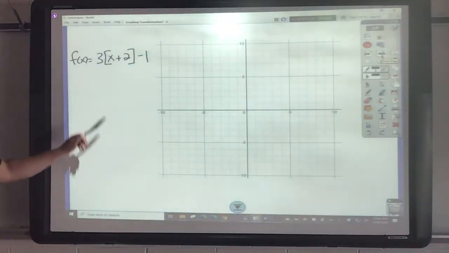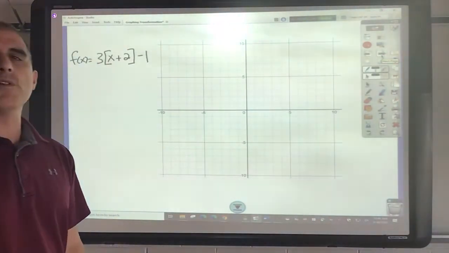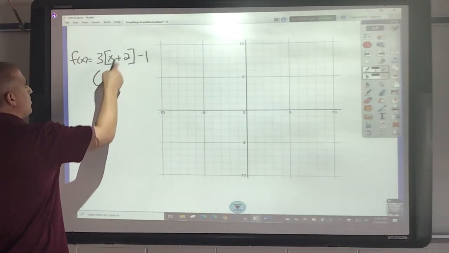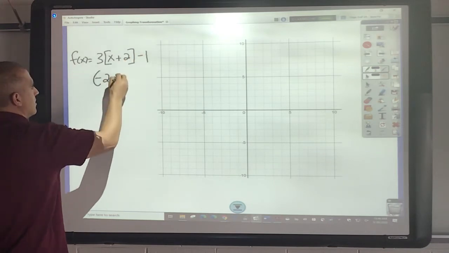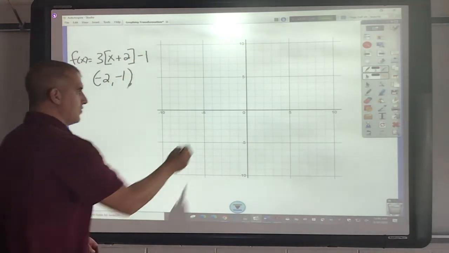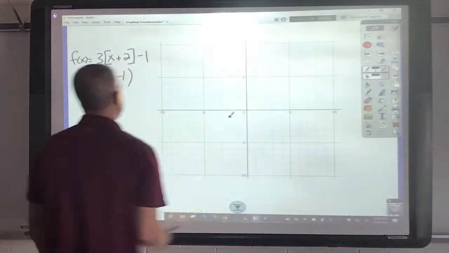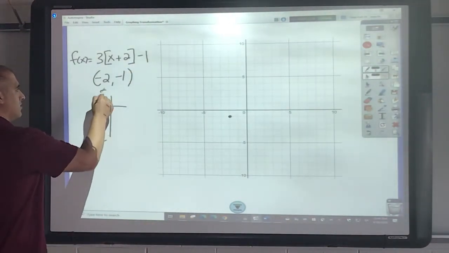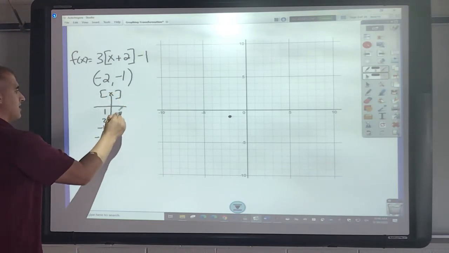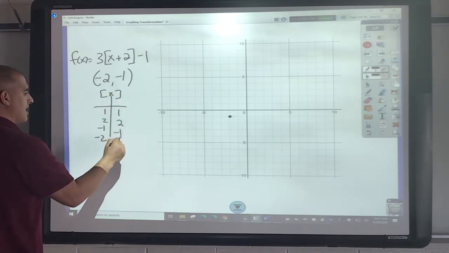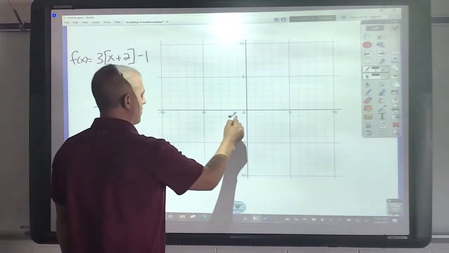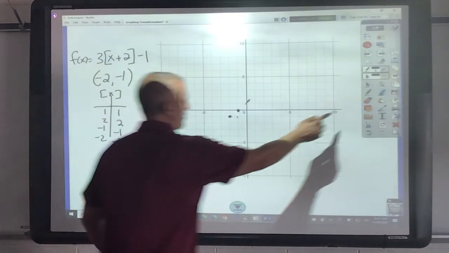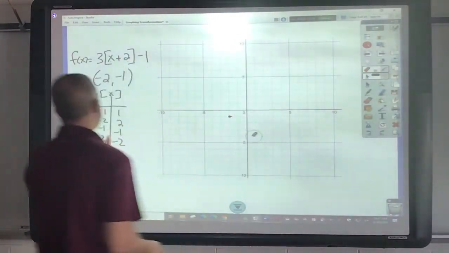Now, for the step function, I'm not going to worry about domain and range. We're just going to graph it. So my anchor point is (-2, -1). So 2 left, 1 down. I'm still using 1, 2, -1, -2. Step function is easy. So this means I go right 1, up 1. This means right 2, up 2, well, actually, sorry, hold on. Let me erase that. All right, I've got the anchor point.